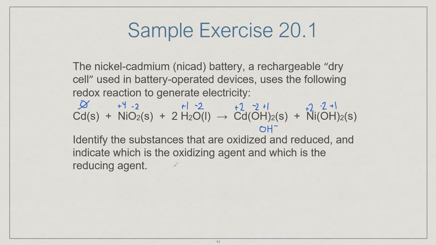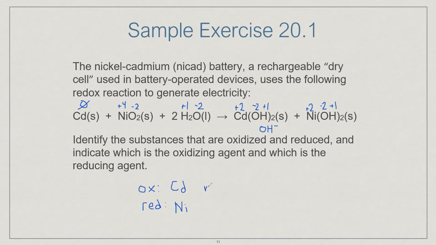So when we're looking at this, remember we've got those two different pieces. We need them to occur together. So if something's being oxidized, something's being reduced. And in this case, we're going to say the oxidized species is going to be the cadmium because it's going from 0 to positive 2. And then the nickel never actually becomes negative, but it goes from positive 4 to positive 2. So it decreases. So the nickel is going to be our reduced species.